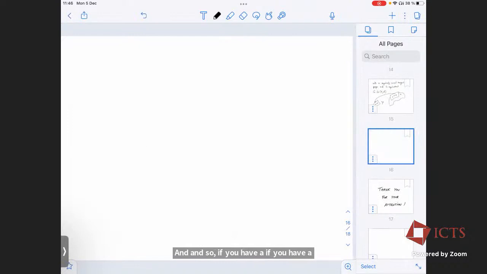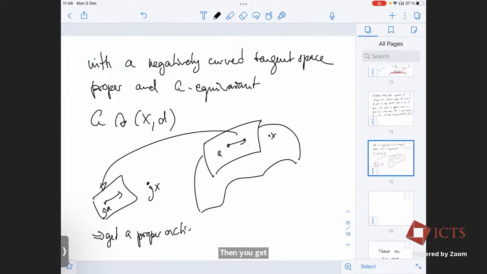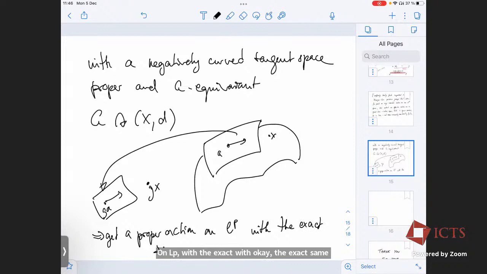And so if you have a negatively curved tangent space, then you get a proper action on LP with the exact same idea. You take this function that points to a base point, and then you subtract the function that points to the moved base point. And if you have a uniformly locally finite net, this is a technicality that will make your thing work. And you get your action on an LP space.